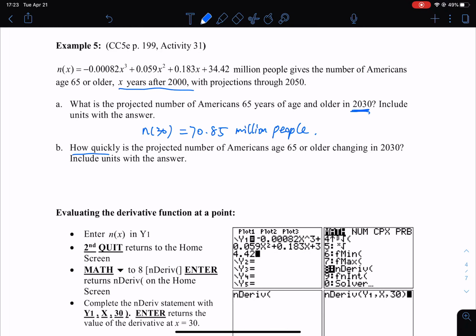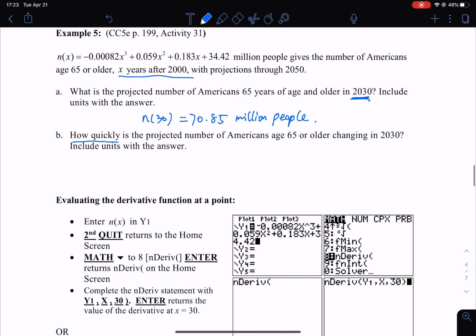And the next one is about the derivative. What is n prime of 30? Because it's the same year, 2030, x is still 30. So what is the n prime of 30?